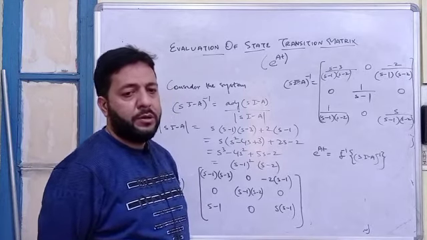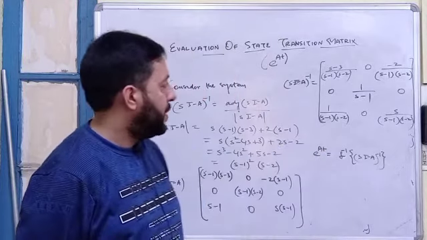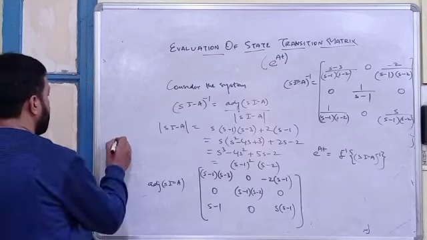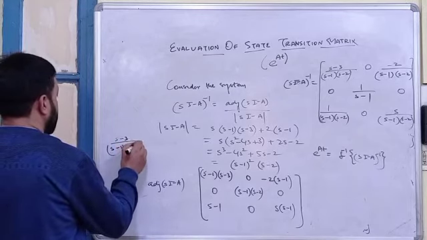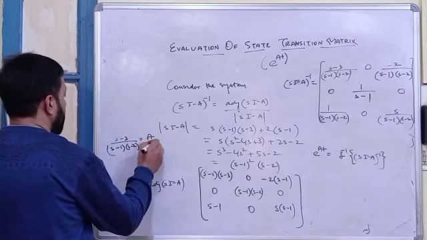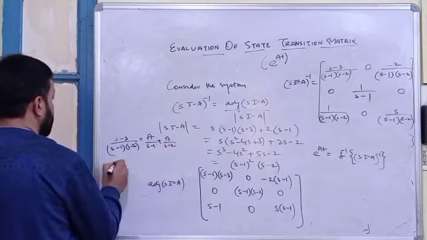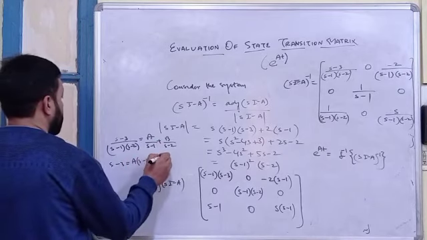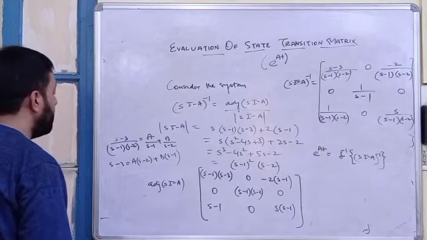So you have to basically take the partial fraction expansion of s minus 3 upon s minus 1 into s minus 2, each term like this. That will be a upon s minus 1 plus b upon s minus 2. Right? Then s minus 3 is equal to a into s minus 2 plus b into s minus 1. We can compare the coefficients of s on both sides.